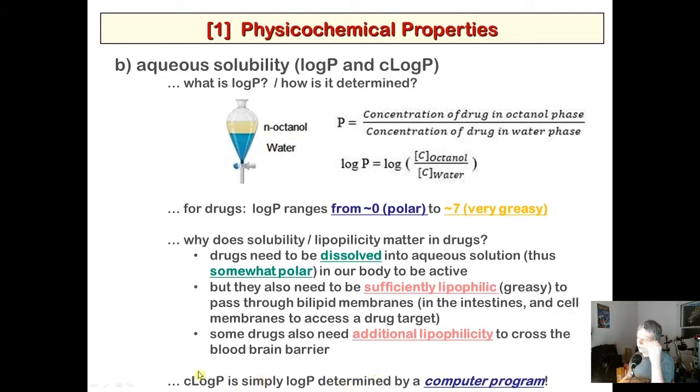The other thing is C log P, what's that? We have log P and C log P. C log P is simply log P, but determined by a computer program. So we don't actually have to get out a separatory funnel and octanol and water. We can predict it by a computer program. There's a lot of computer programs that do this. This is very convenient because we can do this on thousands of molecules very rapidly. And most people nowadays use C log P as a pretty good estimation of log P. Here and there, to get a really accurate reading, you would actually do this kind of experiment.